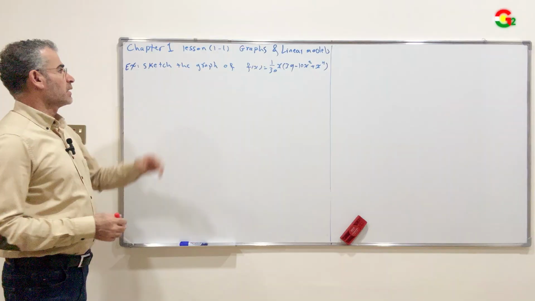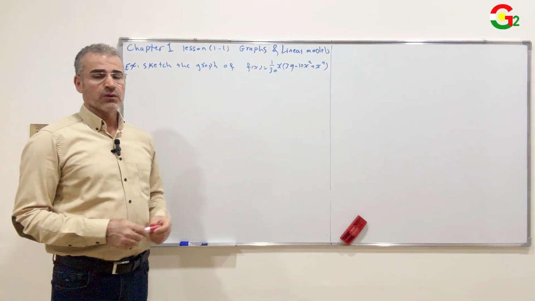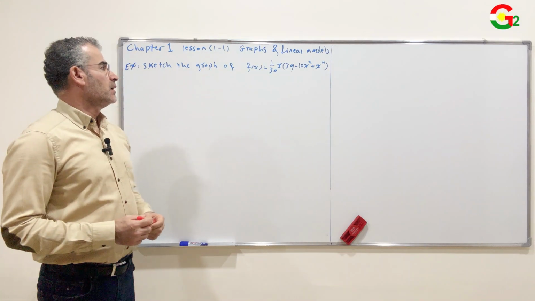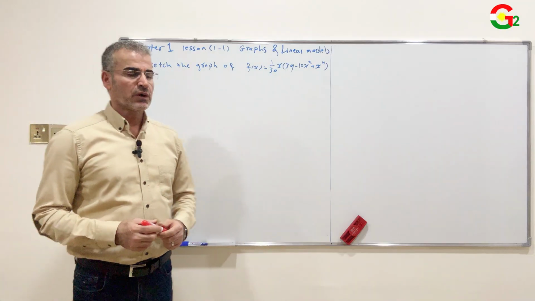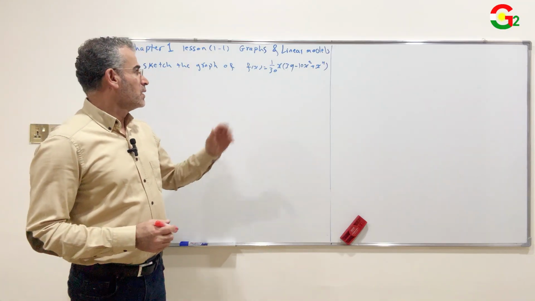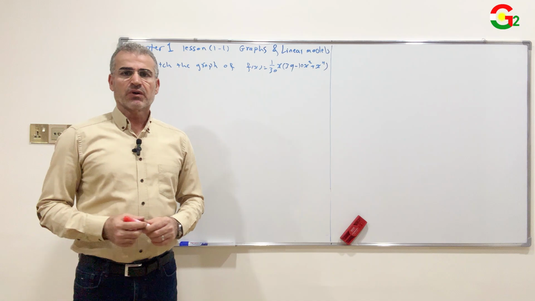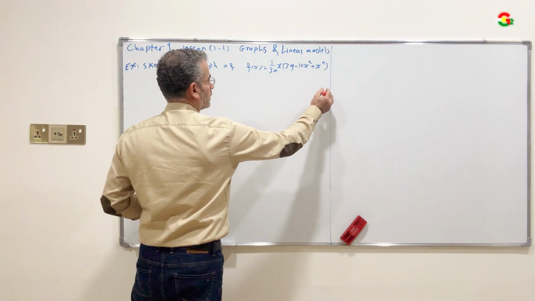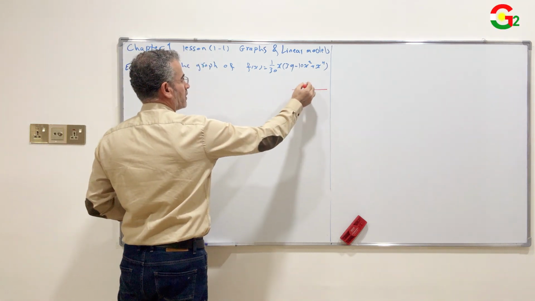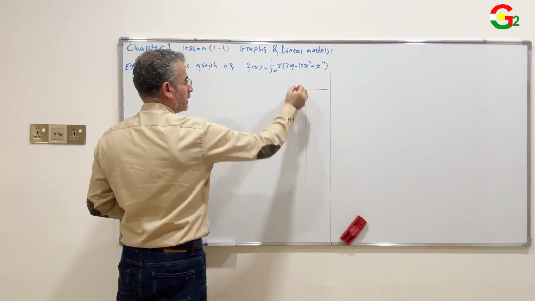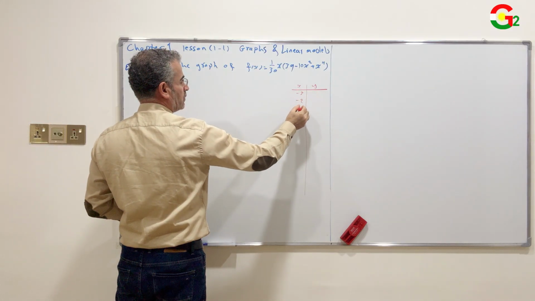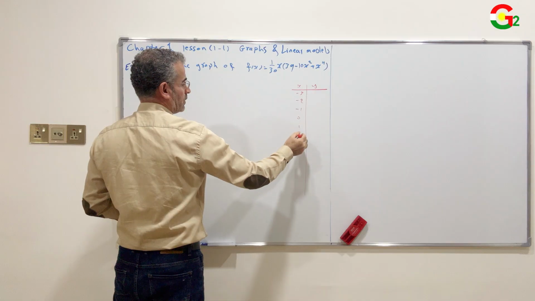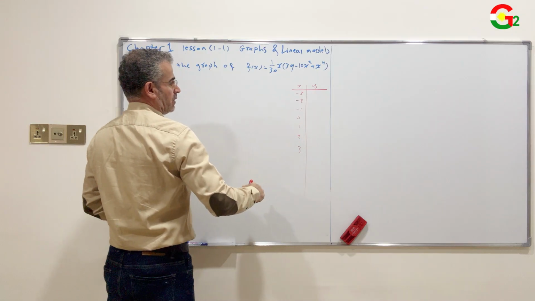Example, sketch the graph of the function f of x equals 1 over 30 x times bracket 39 minus 10 x squared plus x to the power 4. Since the function is a polynomial of degree 4, I need more points on this graph. I'll take 7 points: negative 3, negative 2, negative 1, 0, 1, 2, 3.